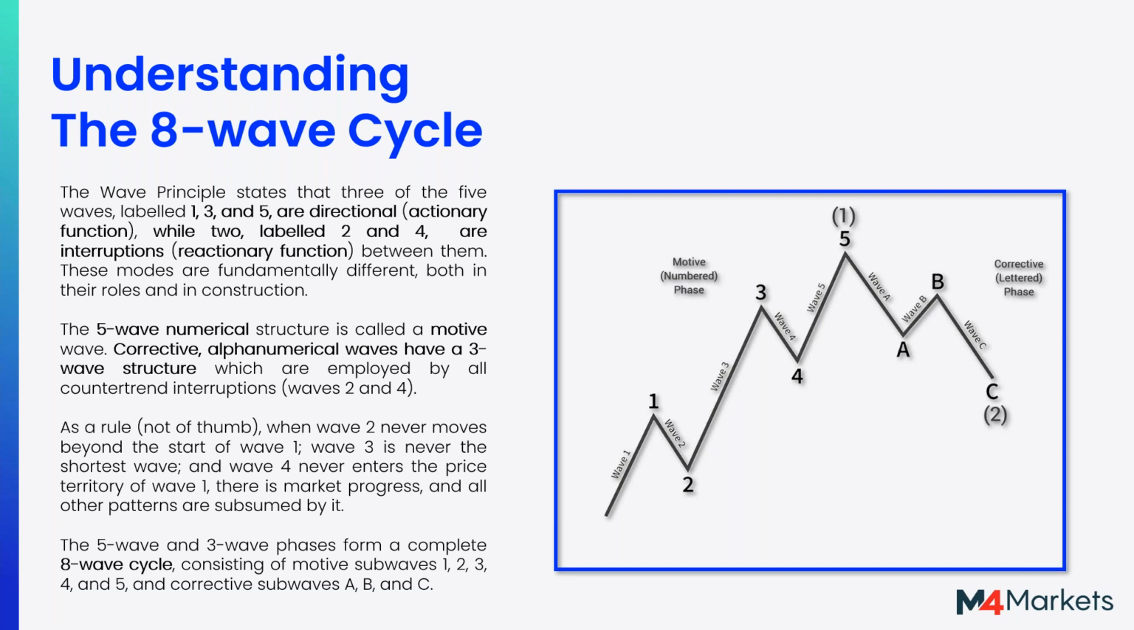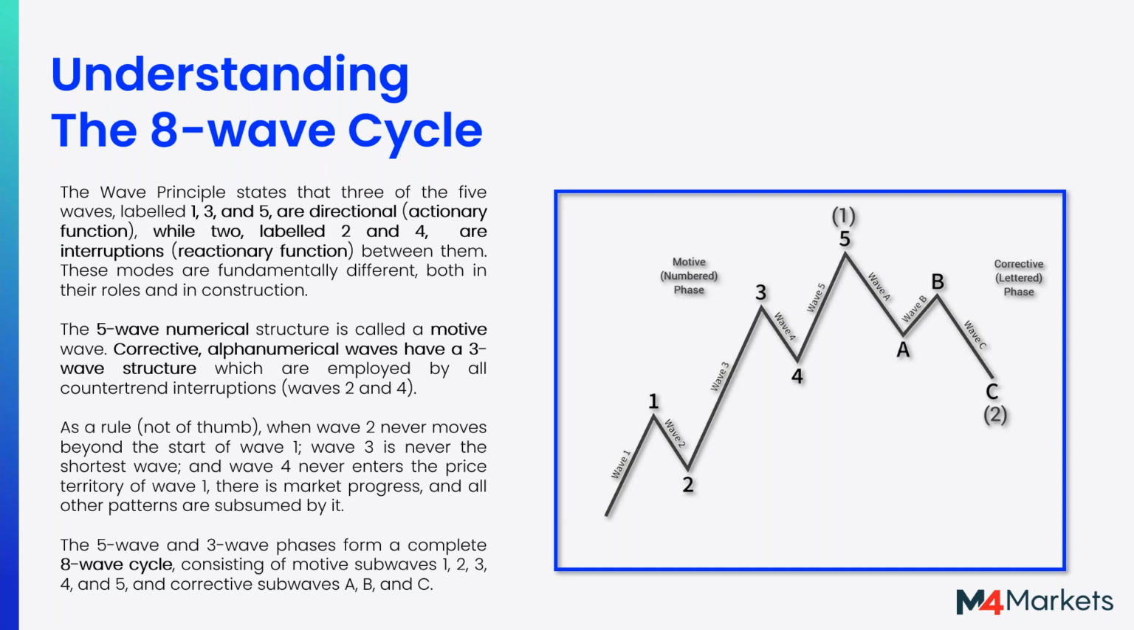The 5-wave numerical structure is called a motive wave. And the 3-wave structure is depicted with alphanumerical labels. It's corrective, and it is employed by all counter-trend interruptions, waves 2 and 4, going all the way up.